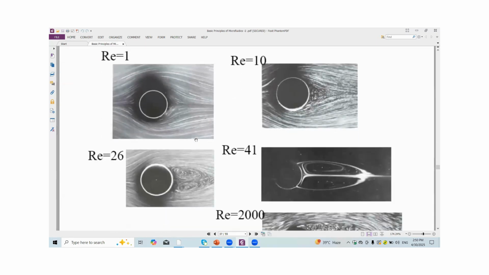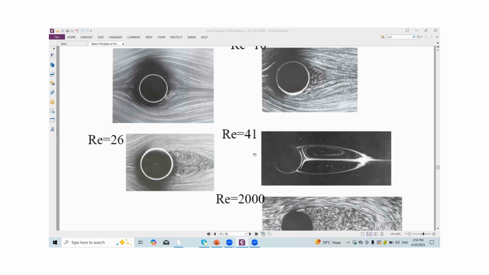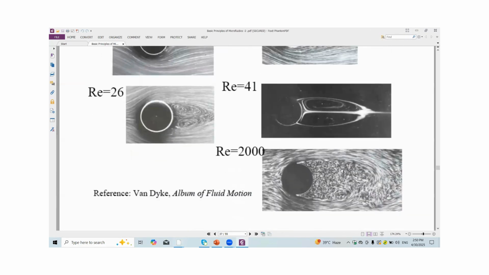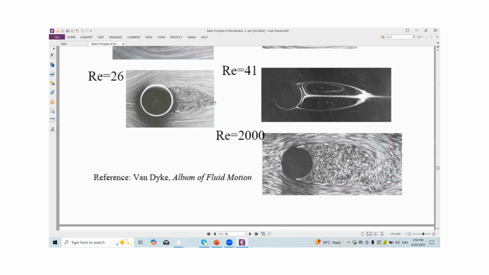Experimentally, these are some images for Reynolds numbers 1, 10, 26, 41. You can see, and even for 2000, there is rotation in the flow, which is turbulent, and all the others are related to laminar flow.